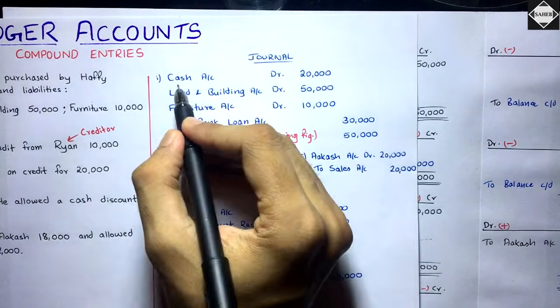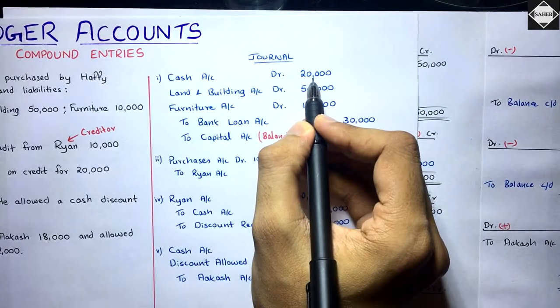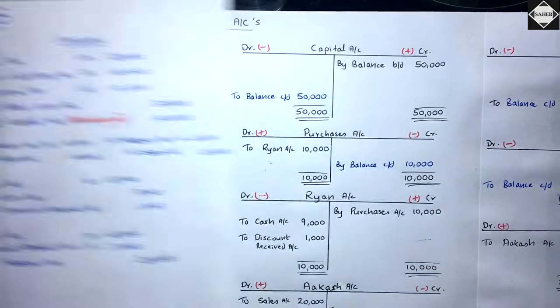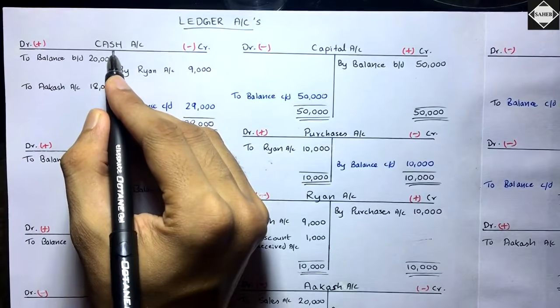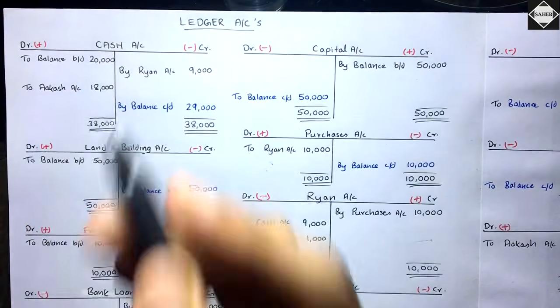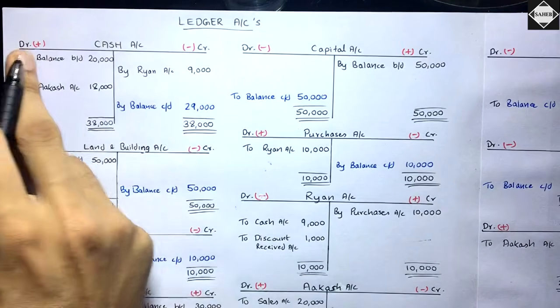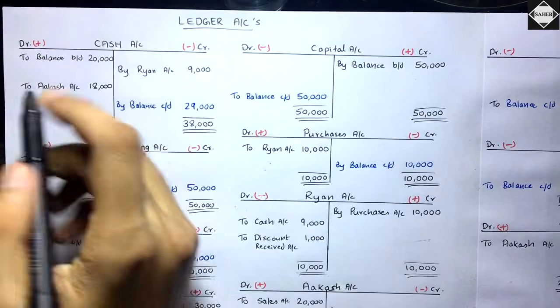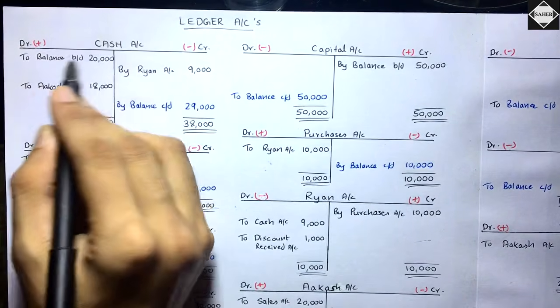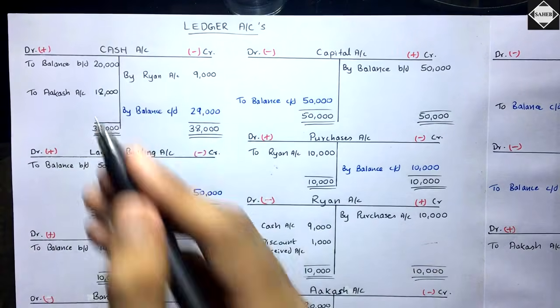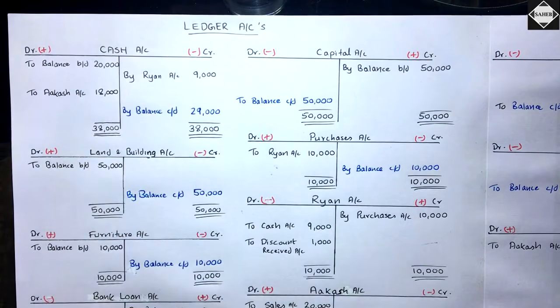See, cash account has been debited by 20,000. Cash was already there in that business. So go to the cash account. The cash account has a debit opening balance, so you take to balance brought down 20,000. The logic is very simple. Cash account has been debited because the balance was already there. Why will it come on the debit side? Because it's an asset account. Asset accounts always have debit opening balances. Clear, understood. Let's move on.